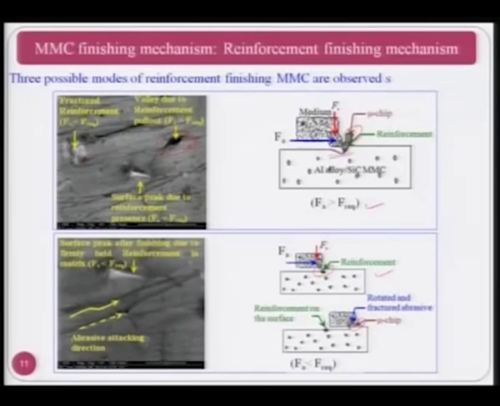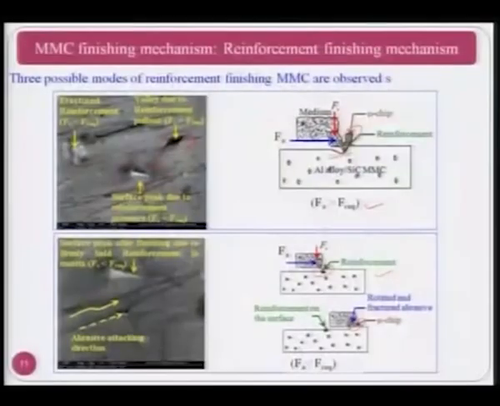Now, the surface peak due to the reinforcement presence: in some cases, as I have mentioned, when Fa is smaller than the required force, then the reinforcement remains in the matrix material and gives a very high surface roughness value if surface finish is measured over this particular reinforcement. So this is another way. Here Fa is smaller than the required cutting force, that is why you have the reinforcement over there.